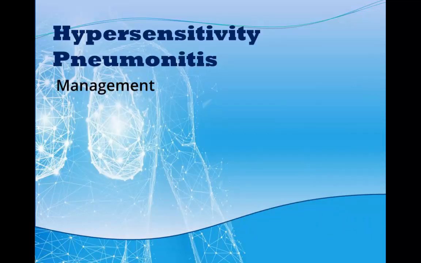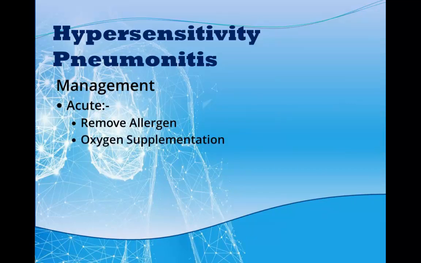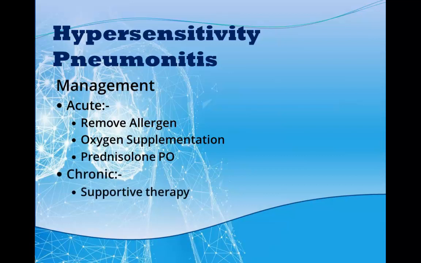Management of acute cases include removing the allergen, oxygen if they're hypoxemic, and systemic steroid like prednisolone. In chronic cases, seen as the disease is irreversible and has no cure, we'll need to do preventive measures and hopefully reduce the progression. We'll advise them to wear a face mask and avoid the allergens at all costs and put them on long-term steroids.